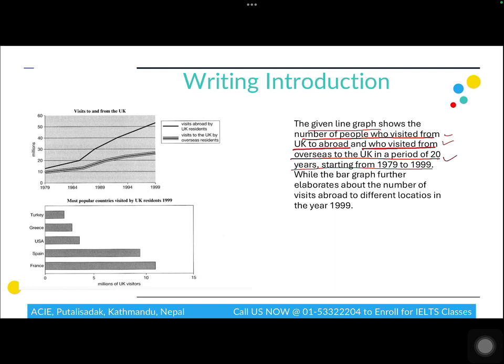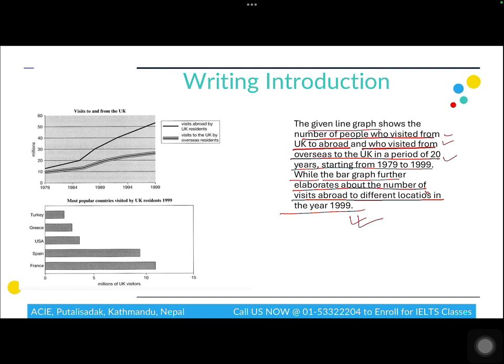So we mentioned all the key components in our introduction, and we are making sure that we are presenting the introduction of both the figures in our question, and I'm using the connector while to present the introduction for both the figures, while the bar graph further elaborates about the number of visits abroad to different locations in the year 1999, right?